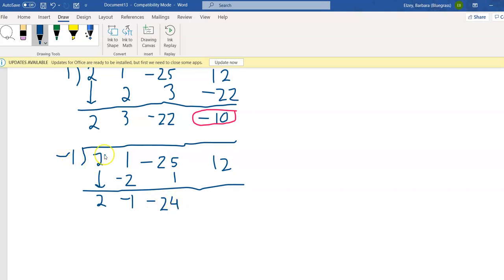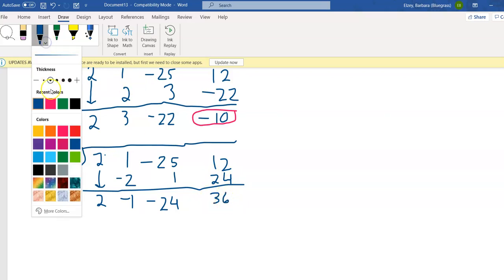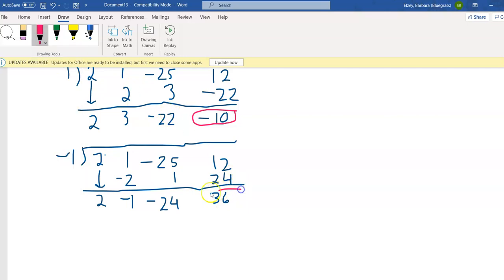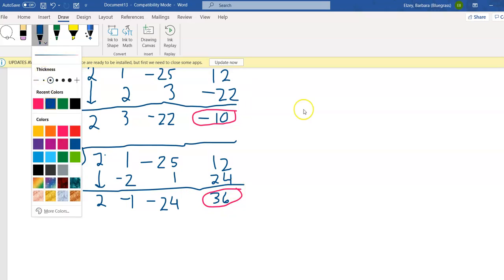Okay, now multiply and add. -1 times -24 is +24. Add the column, that's 36. Again, that is not 0 right there. So we have not found a 0 yet. We go to the next one in line.